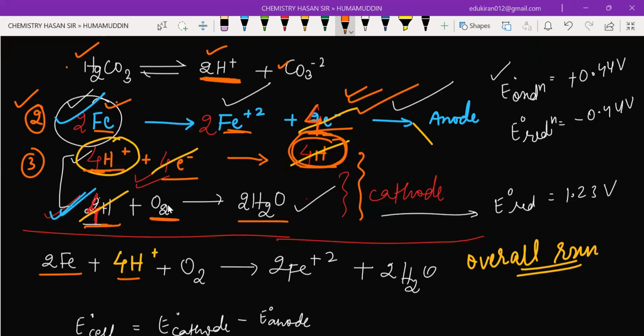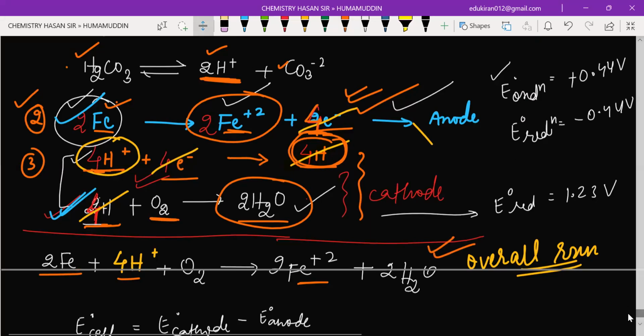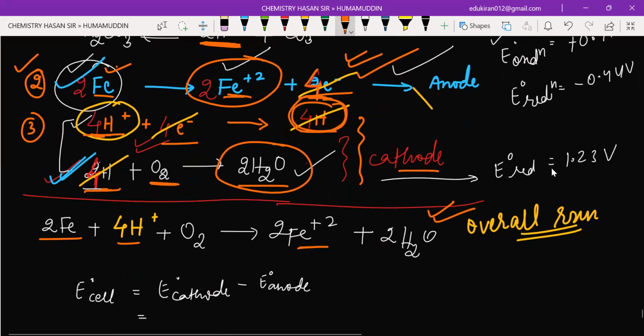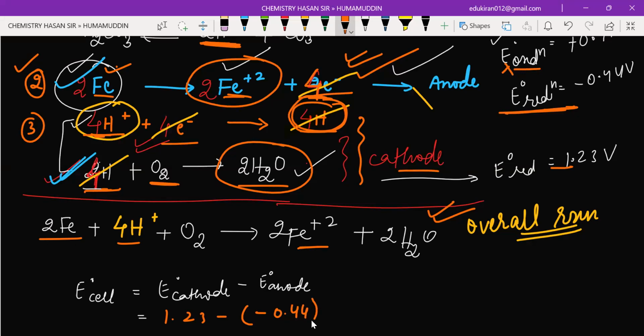2H2O. Then you can see 2H2O on the right hand side and Fe plus 2 also on the right hand side. So basically this is the overall reaction. And if you are going to calculate the EMF of the cell, then what will happen? At the cathode, what is the value of the reduction potential? 1.23. At the anode, what is the value of the reduction potential? We take the reduction potential value, not the oxidation potential value. So it will be minus 0.44. And accordingly, you can add this. And what will be the value? Let me know.